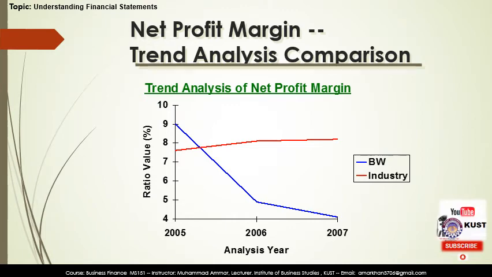They have also given us the trend analysis of the net profit margin. In the graph, on the horizontal axis you see the years again, 2005, 2006 and 2007, and we are currently talking about 2007, so we focus on that. On the vertical axis you see the ratio values in percentages. The blue line shows Basket Vendor and the red line shows the industry average. If we talk about only 2007, we see that it is lower than the industry average.